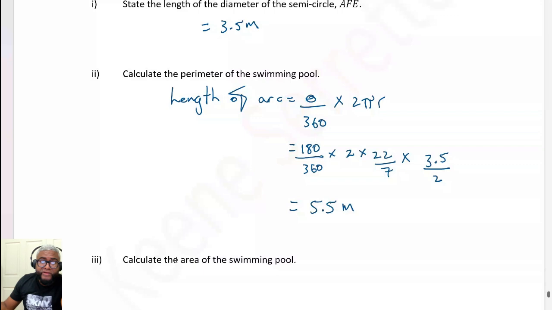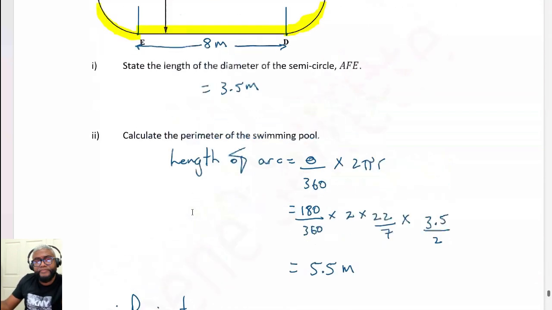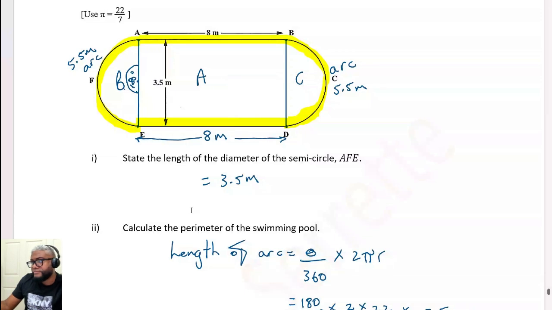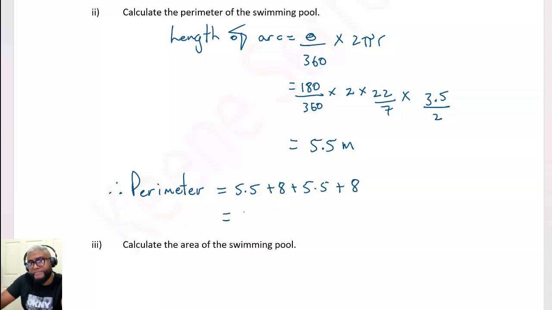So if I want the perimeter, therefore, the perimeter would be equal to, what are we adding up here? 5.5 plus 8 plus 5.5 plus 8, which will give me what? 27. Excellent.